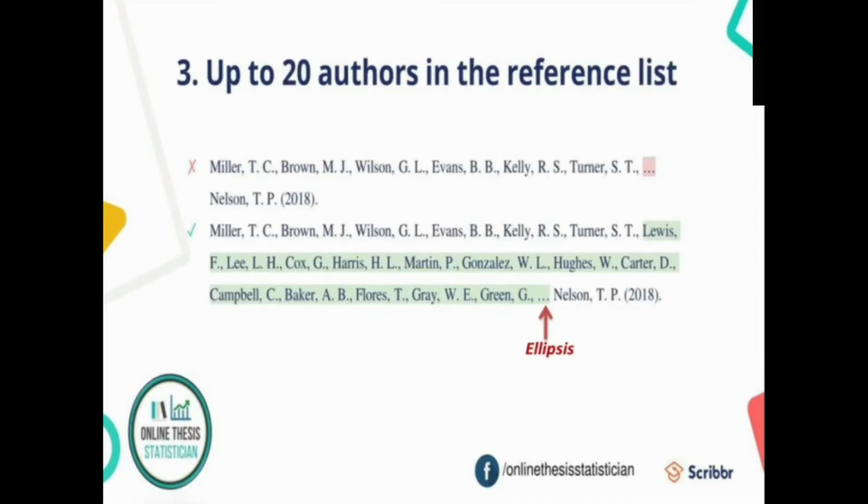Third, for up to 20 authors in the reference list, surnames and initials for up to 20 authors instead of 7 should be provided in the reference list. If a source is authored by more than 20 authors, only the first 19 authors and the last author are included. And in between the 19th and the last author, you're going to place an ellipsis to indicate that names are omitted. And what is the ellipsis? These 3 dots is the so-called ellipsis.